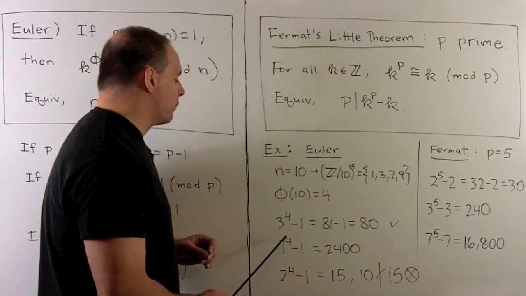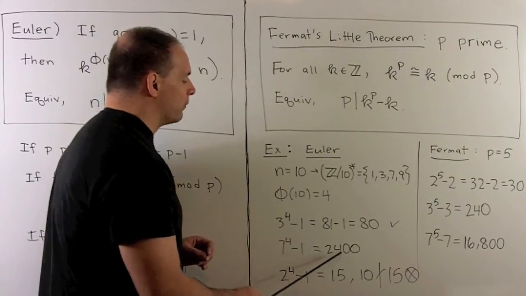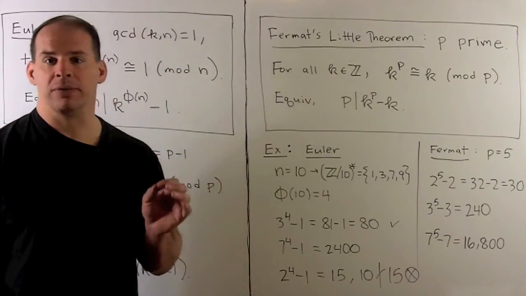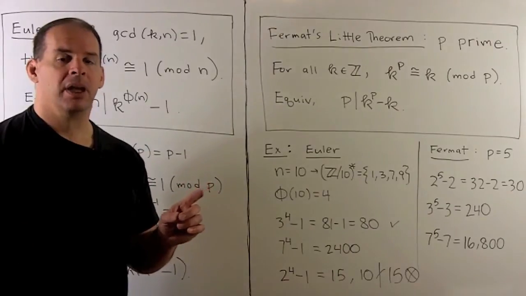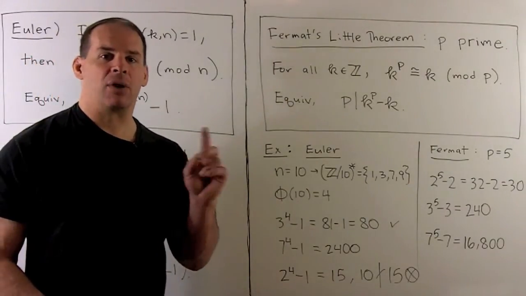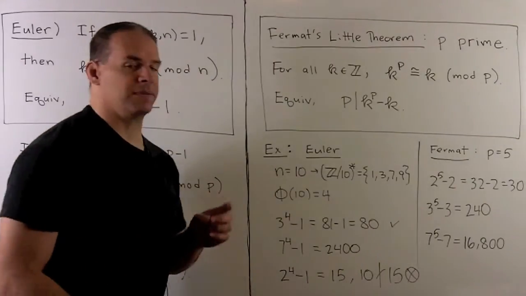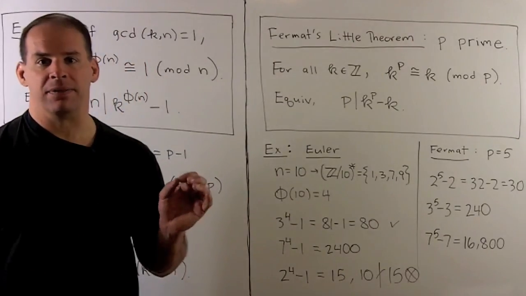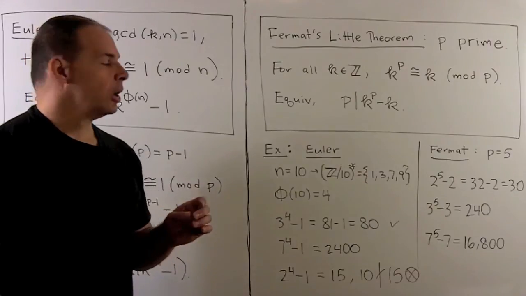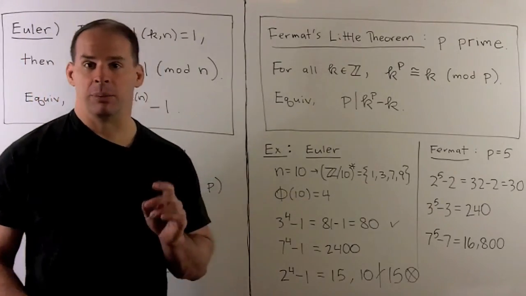If I take 7 to the 4 minus 1, we get 2400. 10 divides 2400, so that checks. If I try a number that's not relatively prime, say 2, 2 to the 4 minus 1 gives me 15. 10 does not divide 15. So we definitely need the relatively prime condition.